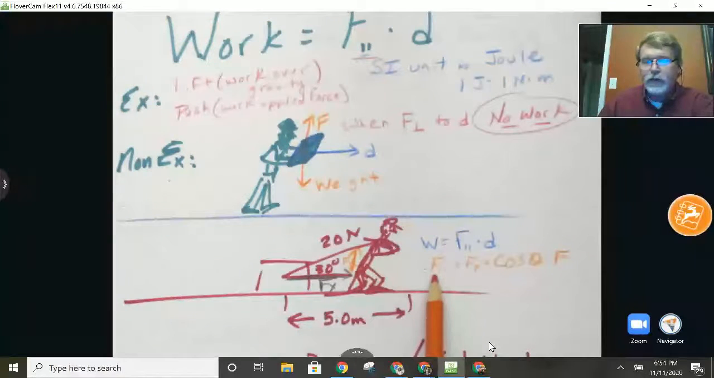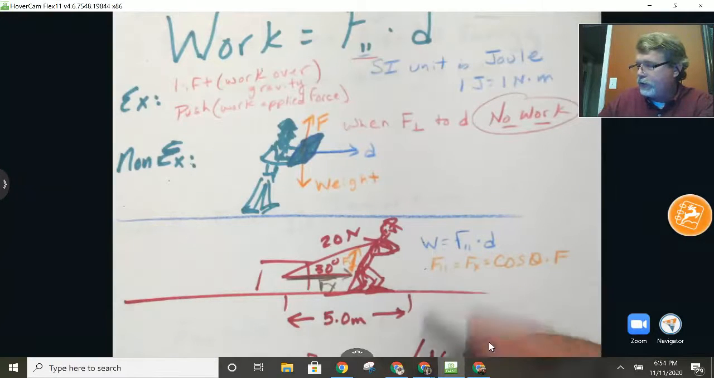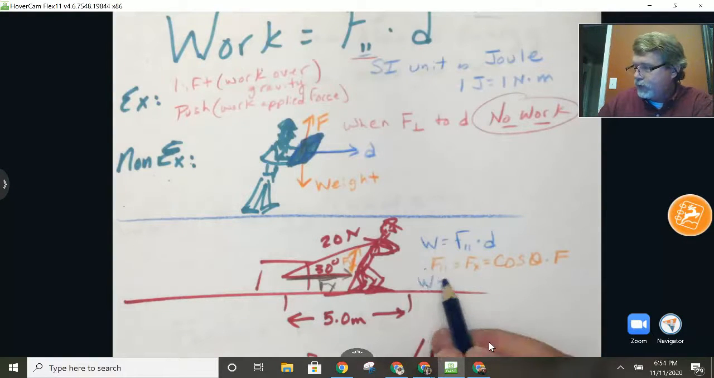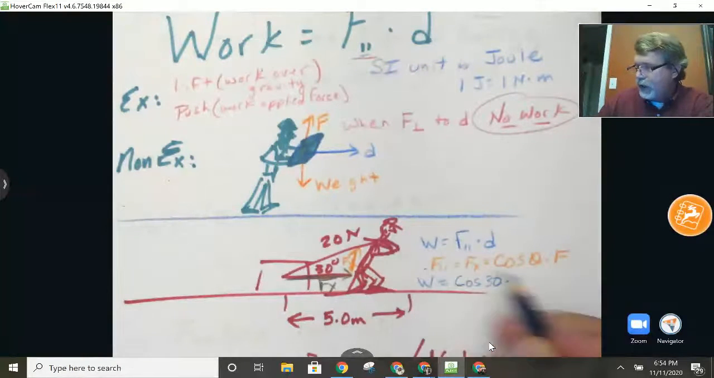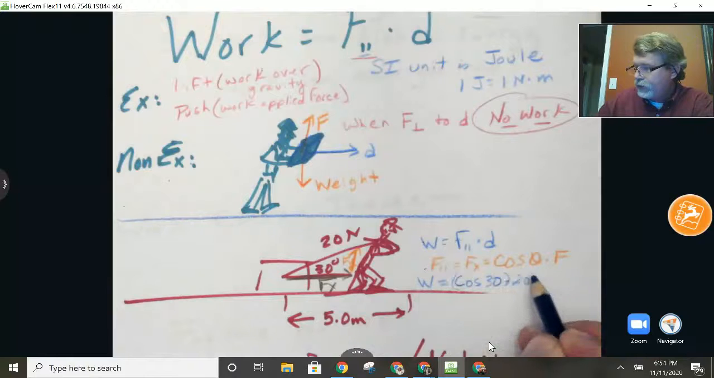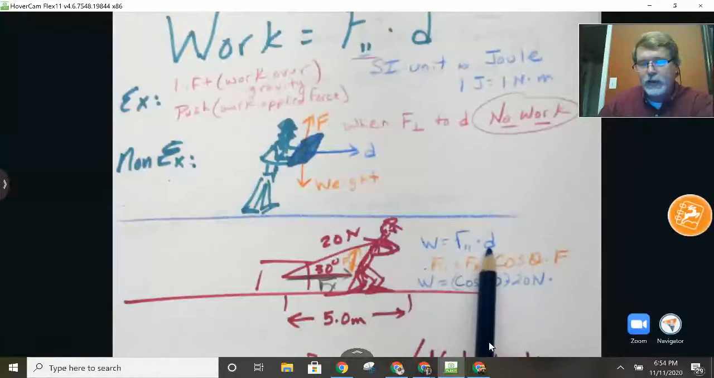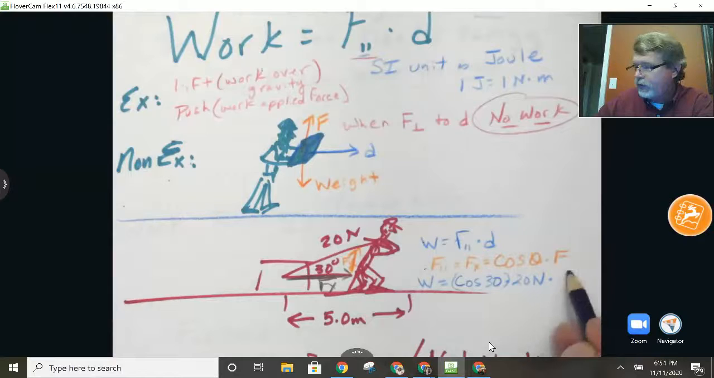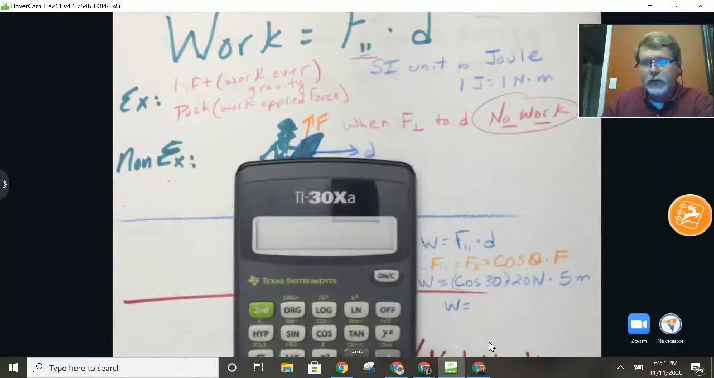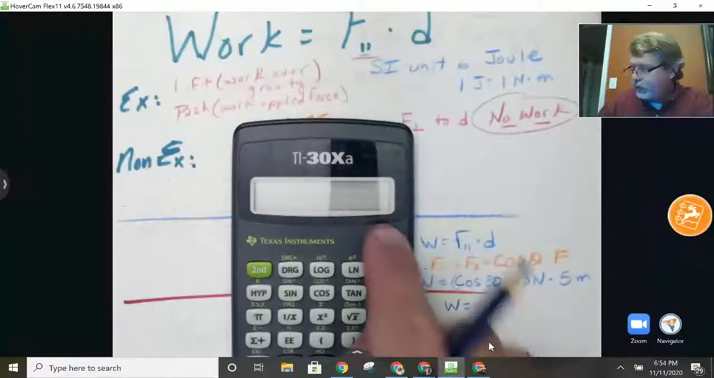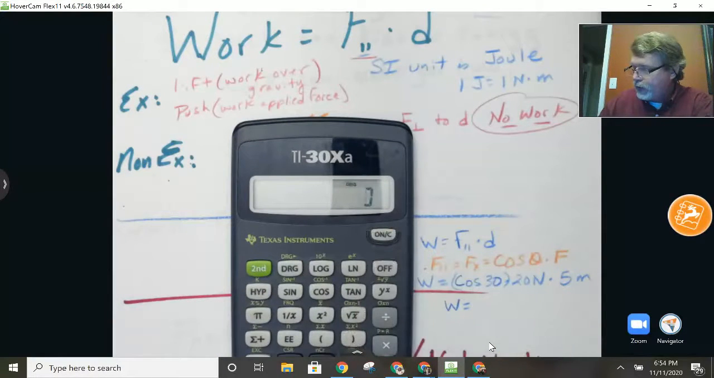So again, don't confuse that with parallel on an inclined plane. This is the force parallel to the displacement, and we're on a horizontal surface. So to continue to solve this problem, we just simply go, the work done on this box is equal to the cosine of 30 degrees times 20 newtons, and then we see the displacement, which is recorded here, of 5 meters.